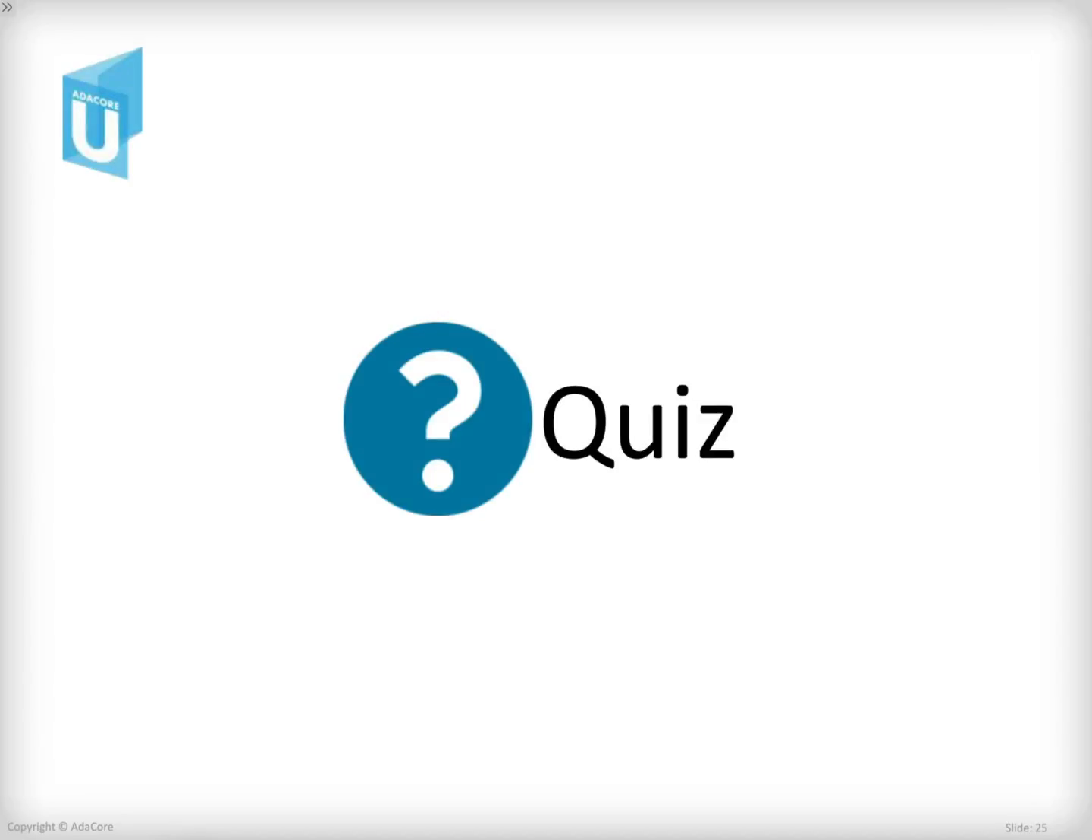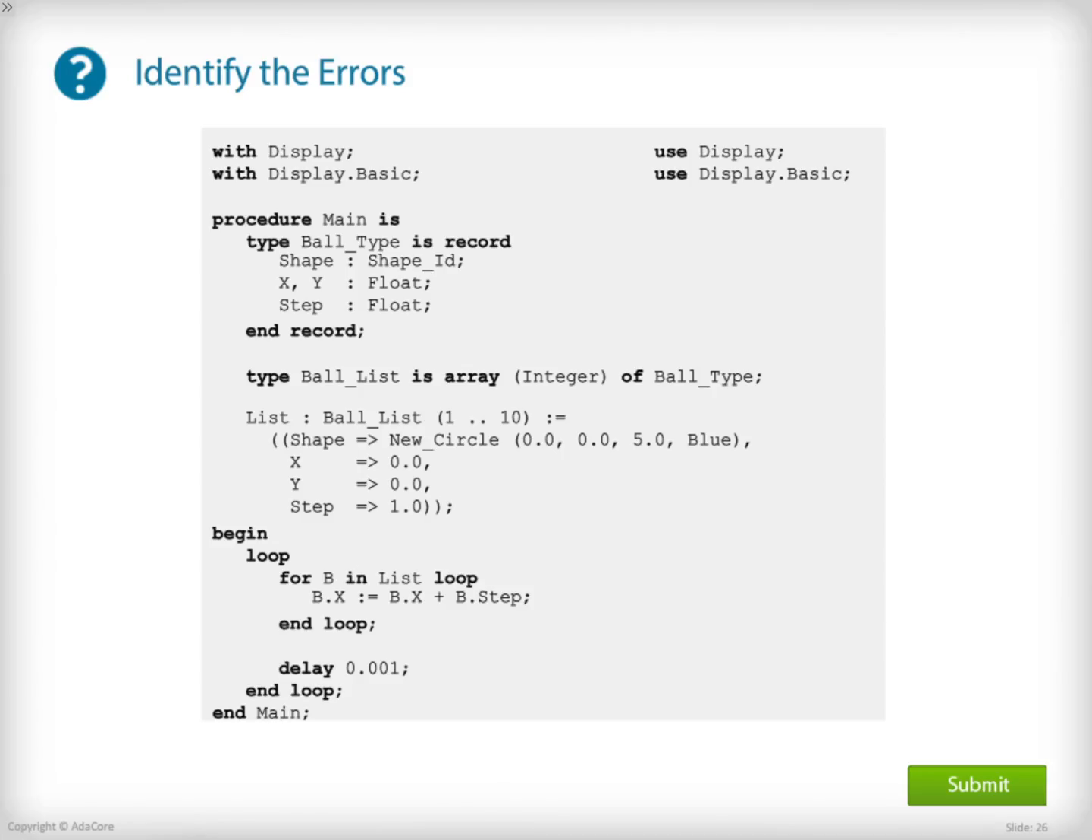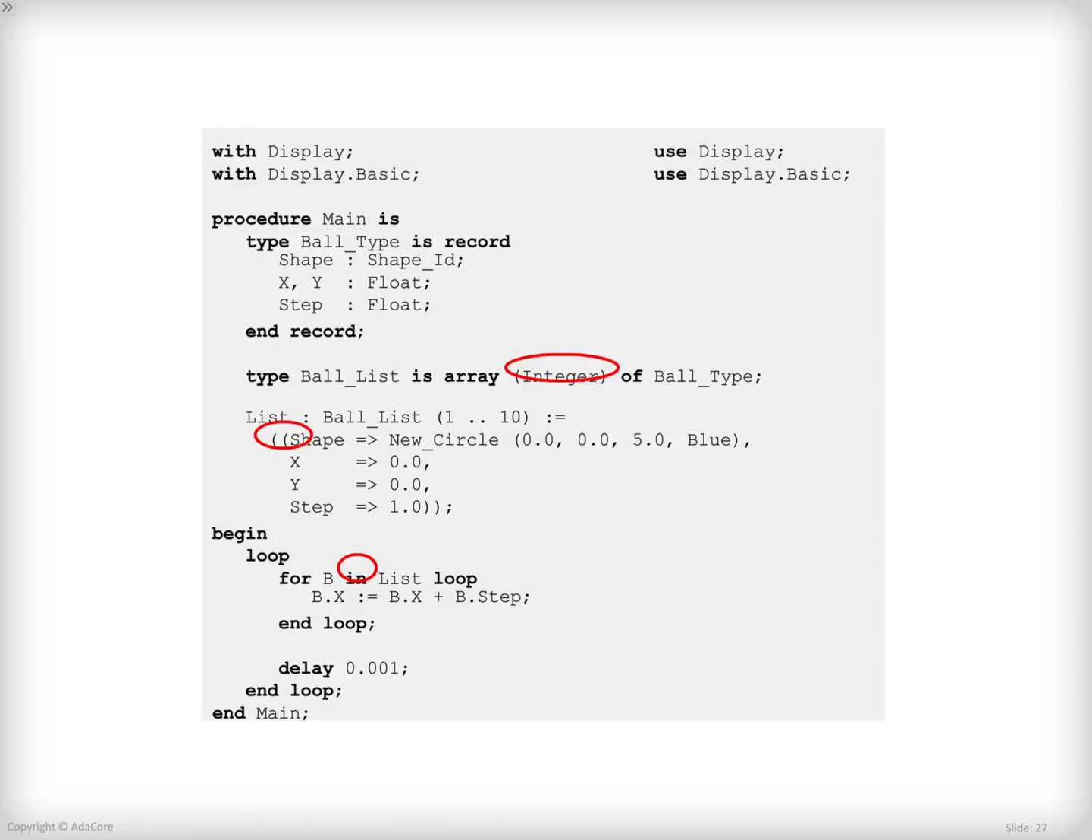Let's now do a very quick quiz session to verify your understanding. There are a few errors in this program. Click on them and hit submit. There were 3 errors to be found in this program. Let's see them one by one.